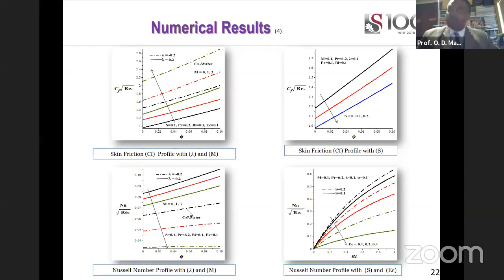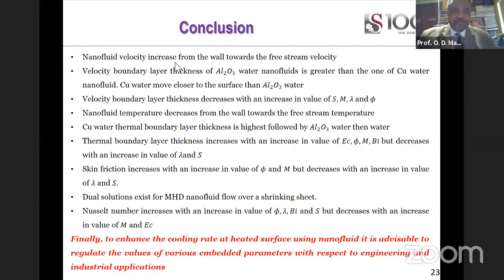Let me go to the conclusion because of the time. I've spent too much time now. The conclusion here is that nanofluid velocity increases from the wall towards the free stream. We bear that in mind, which means the velocity boundary layer thickness of alumina water is greater than that of copper water. So copper water moves closer to the surface. The velocity boundary layer thickness decreases with an increase in the value of these parameters I've explained: the slip parameter, the magnetic field parameter, the stretching or shrinking parameter, and also the nanoparticle volume fraction. The nanofluid temperature decreases from the wall towards the free stream.